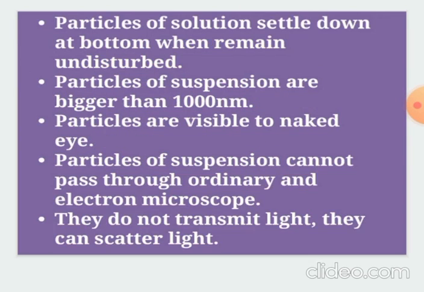Now we will discuss the characteristics of suspension. Particles of suspension settle down at the bottom when left undisturbed. Particles of suspension are bigger than 1000 nanometer, and particles are visible to the naked eye because they are larger as compared to the solution. Particles of suspension can be seen with an ordinary microscope. They do not transmit the light and they scatter the light because the particles of suspension are larger, so they can easily scatter the light.